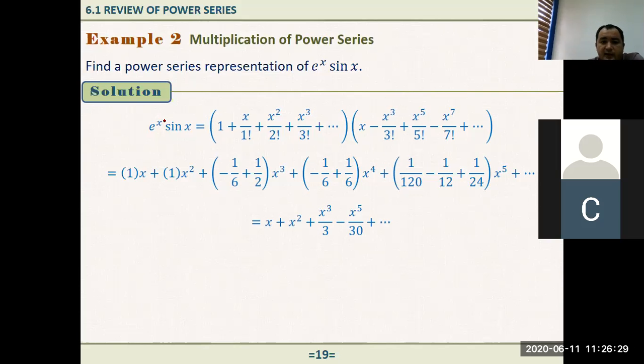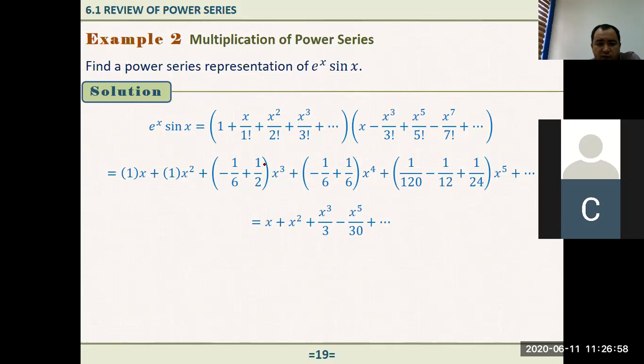For example, here, assume that we need to multiply e to the power x times sine of x, right? What is the power series representation of e to the power x? It is this: 1 plus x over 1 factorial plus x squared over 2 factorial and so on. And how about sine of x? That's equal to this. In the previous slide, we have seen that, right? x minus x cubed over 3 factorial plus x to the power 5 over 5 factorial, and so on.